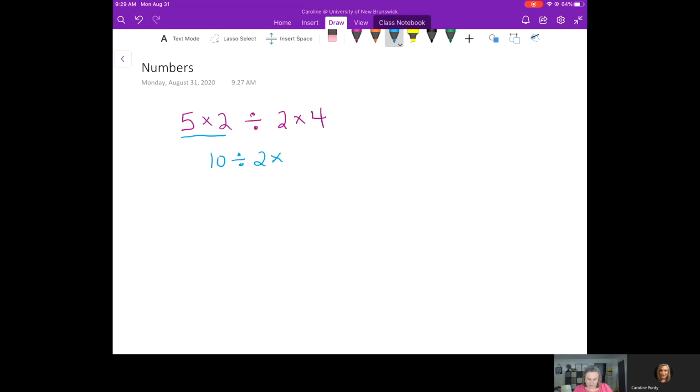Let me just rewrite everything else. The next thing we would do is 10 divided by 2, which is 5. And then the last would be 5 times 4 is just 20. Okay, so this is true, and that works for multiplication and division, as well as addition and subtraction together with no brackets.